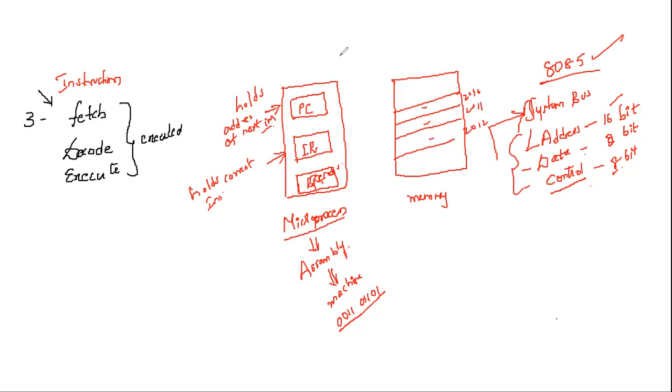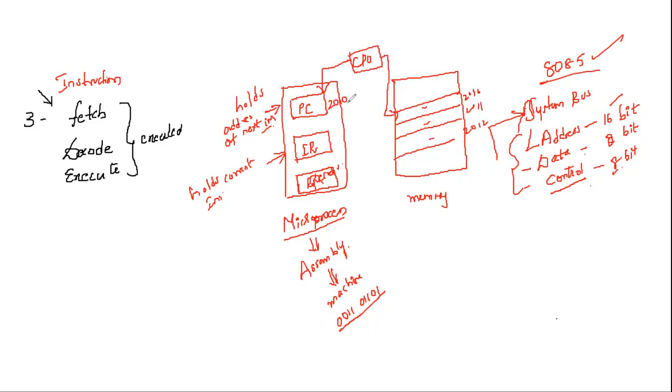Whenever the CPU wants to execute, first it is going to check the program counter. The program counter holds the address of the next instruction. Here the program counter is going to have 2010, which means the CPU will execute this instruction.